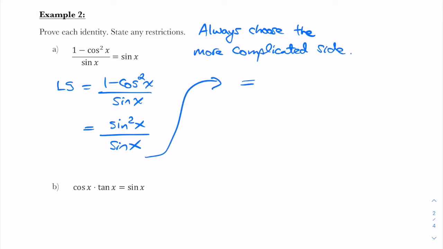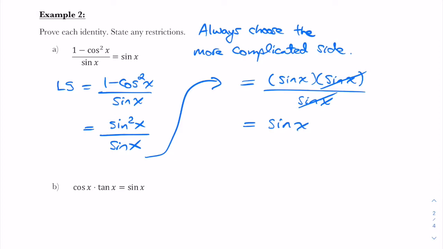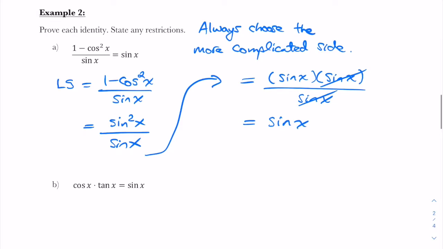Now, what does it mean when you square something? Whenever you square something, it just means to multiply the thing by itself twice. So sine squared x is equivalent to sine x multiplied by sine x, and that's all divided by sine x. And just like in Unit 1, when we were simplifying, you can cancel out one of the sine x's with one of the sine x's. And therefore, the left-hand side simplifies to just sine x, and that's your right-hand side. So we're done. Therefore, left side equals right side.